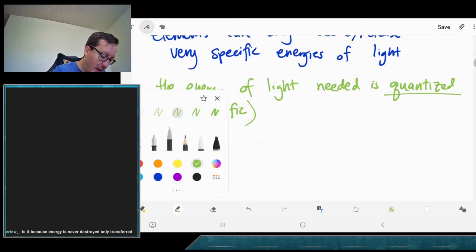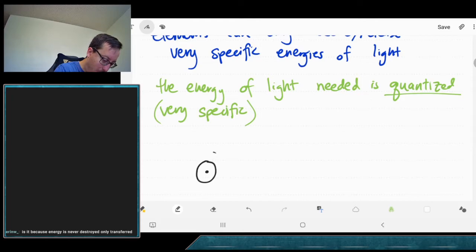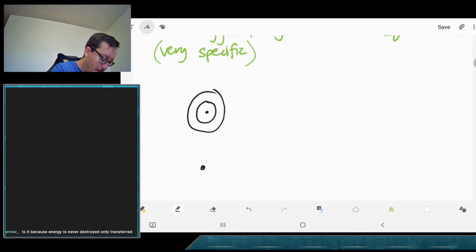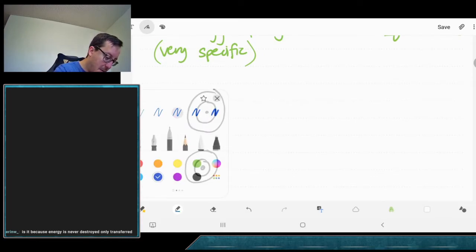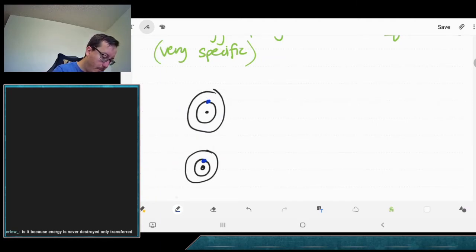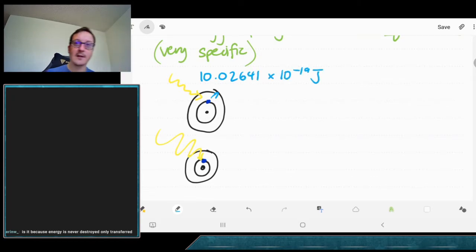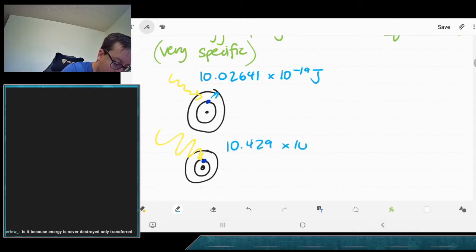So I'm just going to make up some numbers. Let's say for this excitation to happen, I'm going to give us a number that is totally made up and completely not even close. But let's say that a light beam comes in to both of these. And let's say that this first light beam has an energy of 10.02641 times 10 to the negative 19th joules. Whatever, I'm making this number up. This is how specific these are, by the way. And let's say this one is 10.429 times 10 to the negative 19 joules.